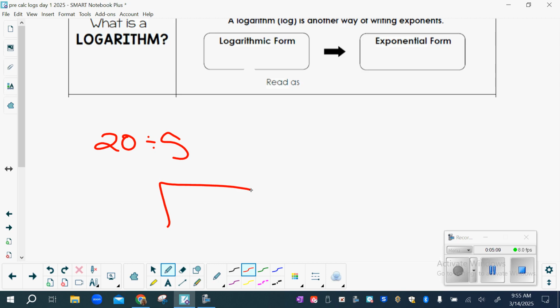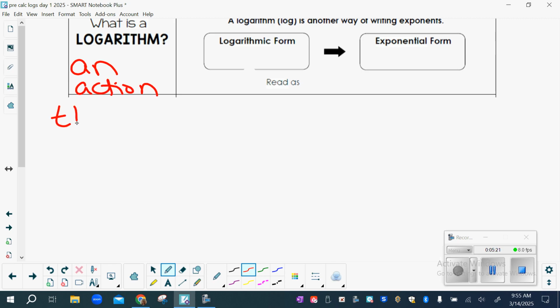Same thing with logs. Because we don't use them that much, you guys have a hard time remembering how to write them. So let's start with, what is a logarithm? It is an action. Write this down: an action that undoes exponents.